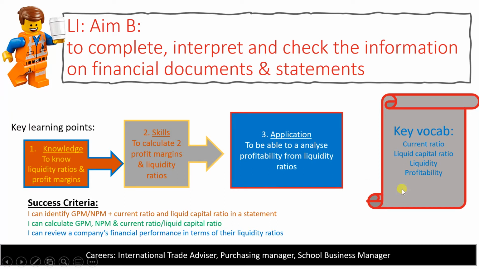We're looking at knowing the ratios and profit margins, obviously being able to use them because that's what we've covered in parts 1, 2 and 3. But we're now on the application lesson, the blue rectangle, to actually analyze what's happened once you've used them. So the key vocabulary for this lesson is liquidity and profitability, and an update on the job situation in finance.